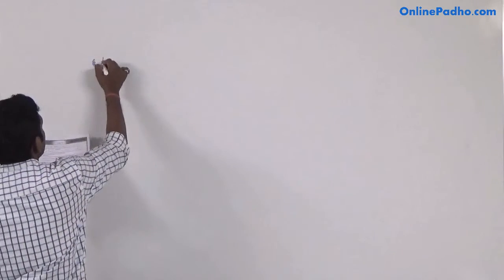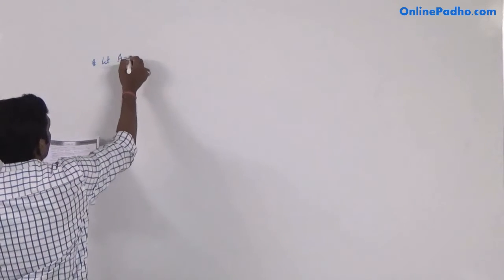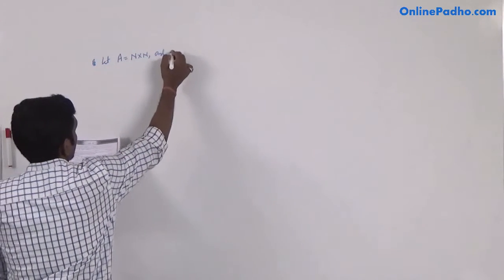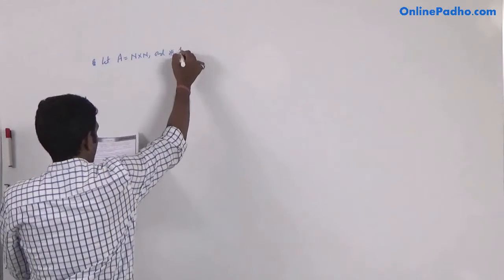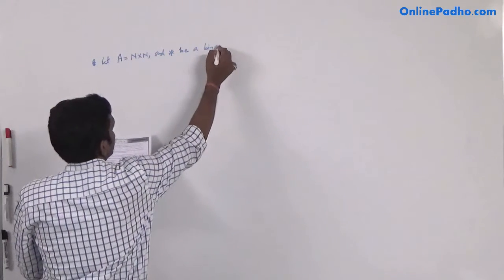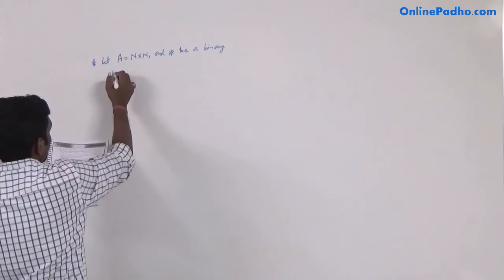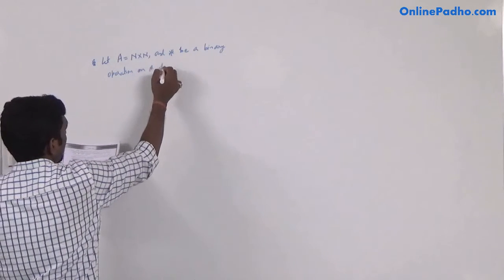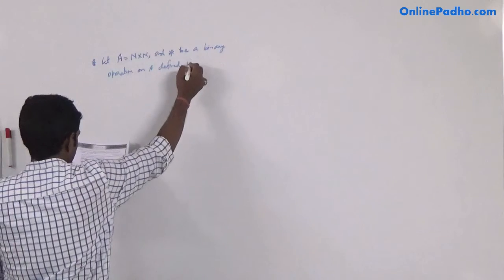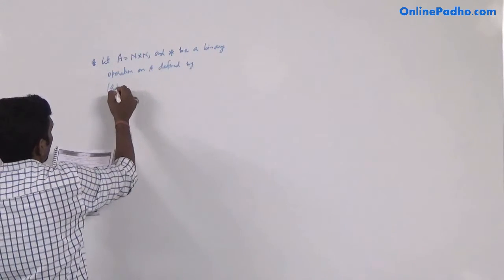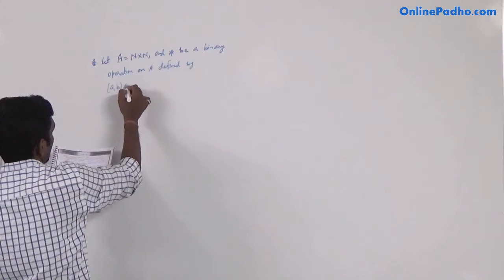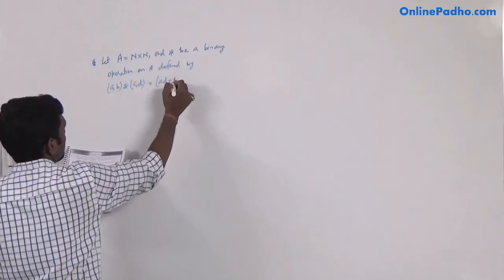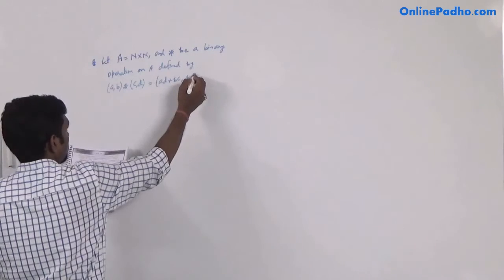And the question is: let A be equal to natural number by natural number and star be a binary operation on A defined by an order pair AB star CD is equal to AD plus BC comma BD.